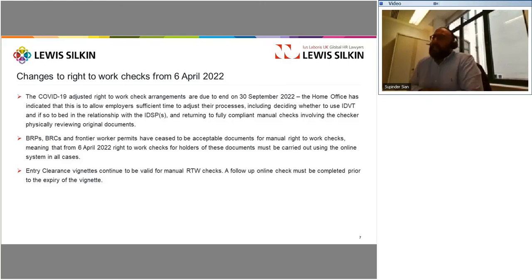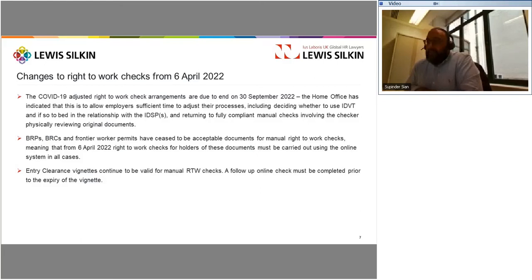So prior to the 6th of April of 2022, there were two main ways of doing your right to work check. There was the traditional manual right to work check, which required you to meet the individual, verify their original documents, take a copy, sign, date, and certify, and track the expiration date.